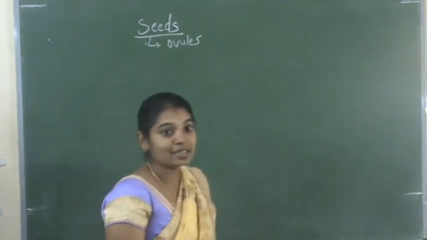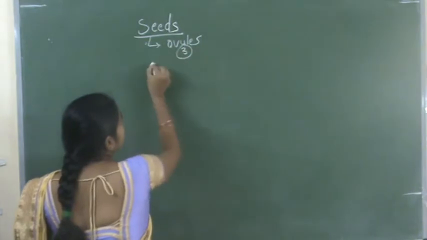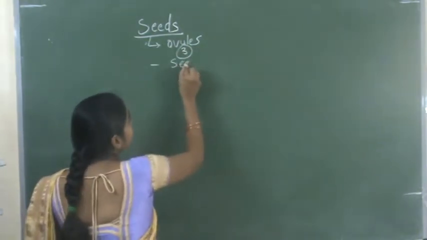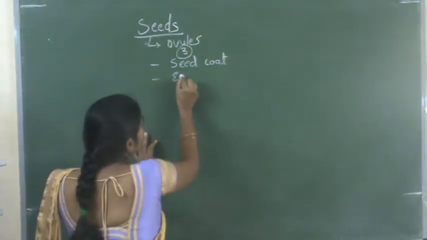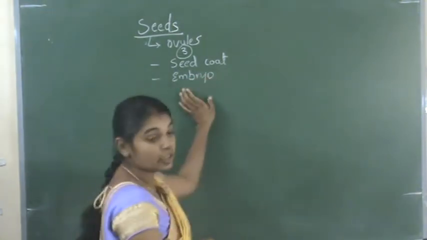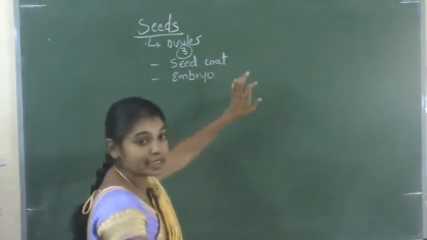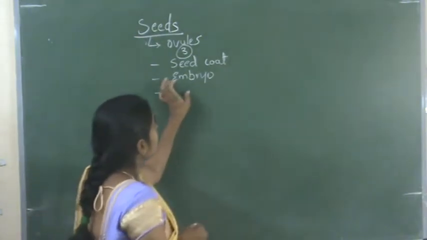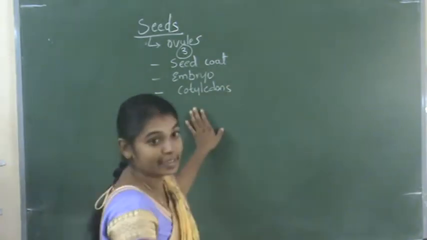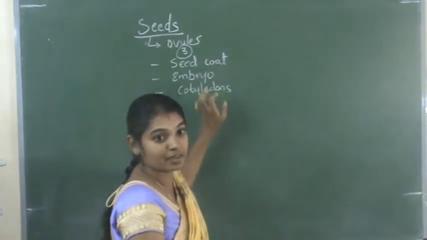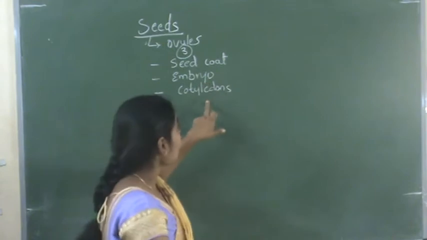What are the contents of seeds? What exactly does the seed consist of? A seed consists mainly of three parts: the seed coat, then the embryo, from which the plant, the offspring, is produced, and cotyledons. These three are the main contents of the seed. So the seed consists of the seed coat, embryo and cotyledons.